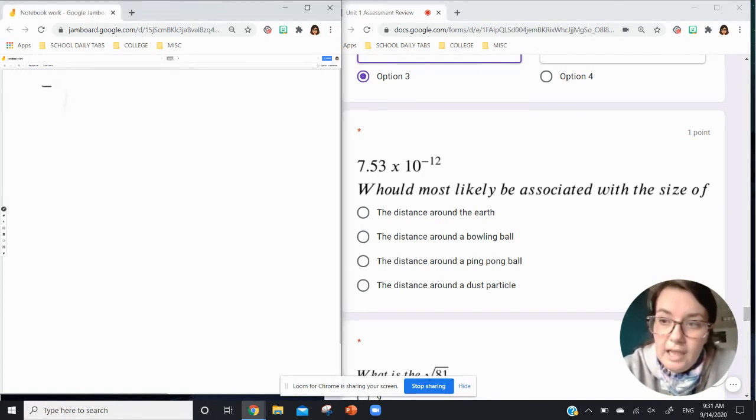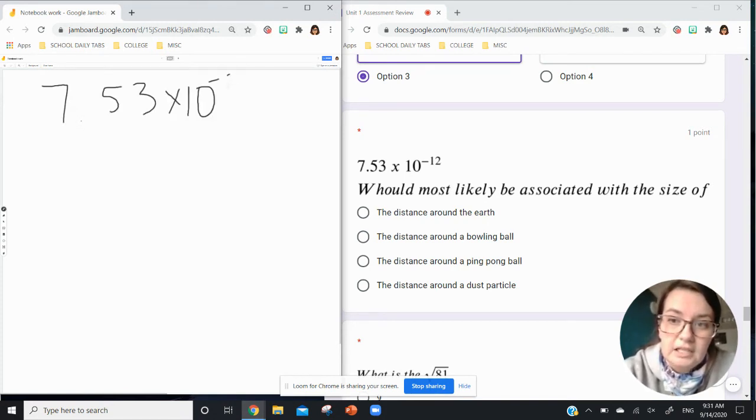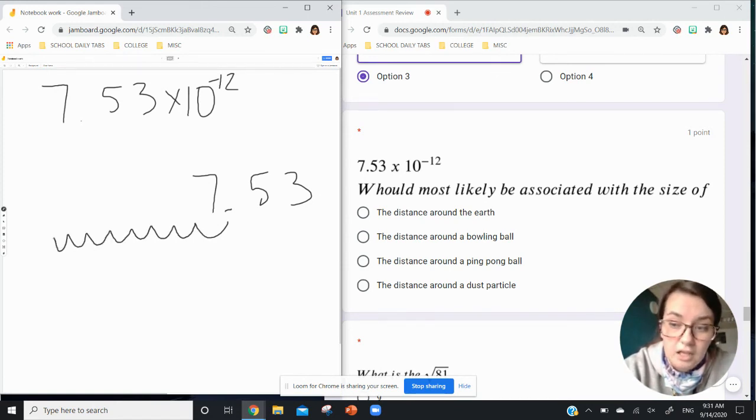So I have 7.53 times 10 to the negative 12. I know that it's a negative exponent, so I'm going to move the decimal to the left. So 1, 2, 3, 4, 5, 6. So if I were to write this out, I'm just going to go ahead and do it here.